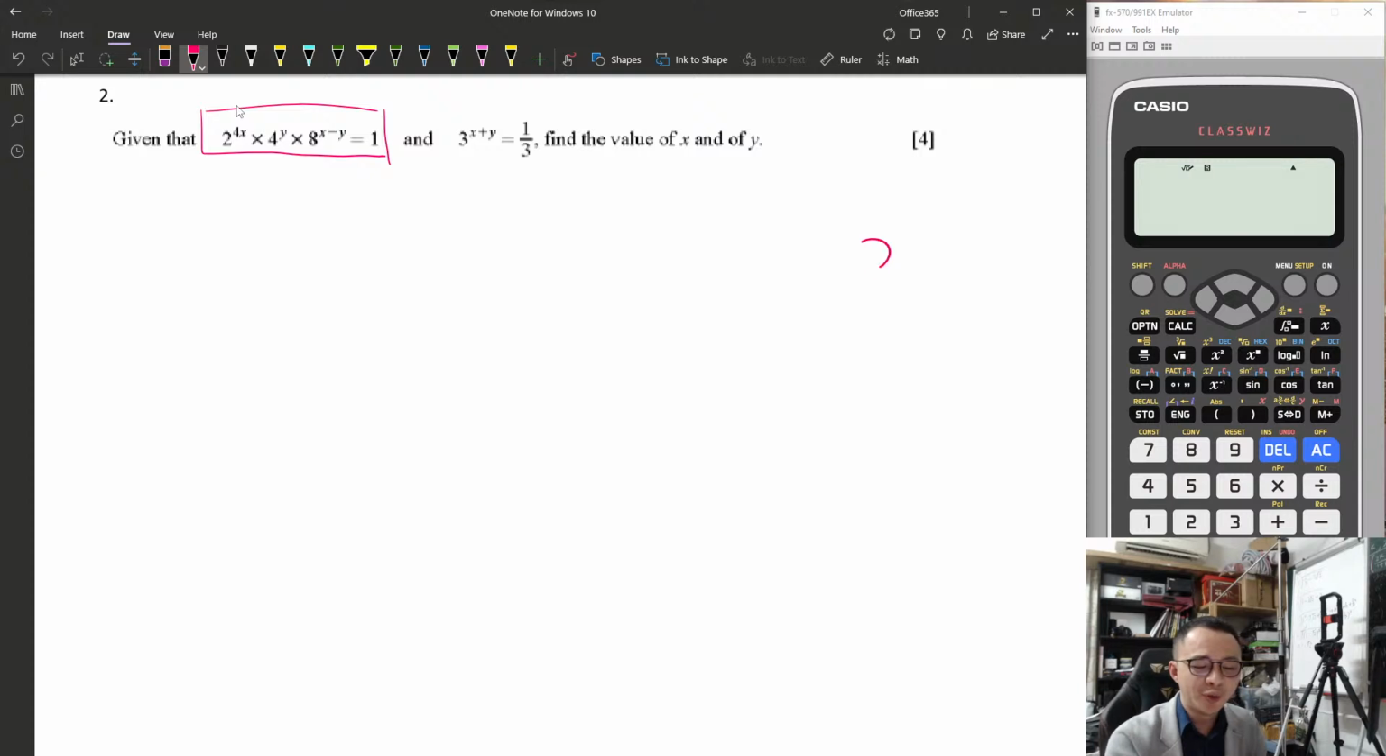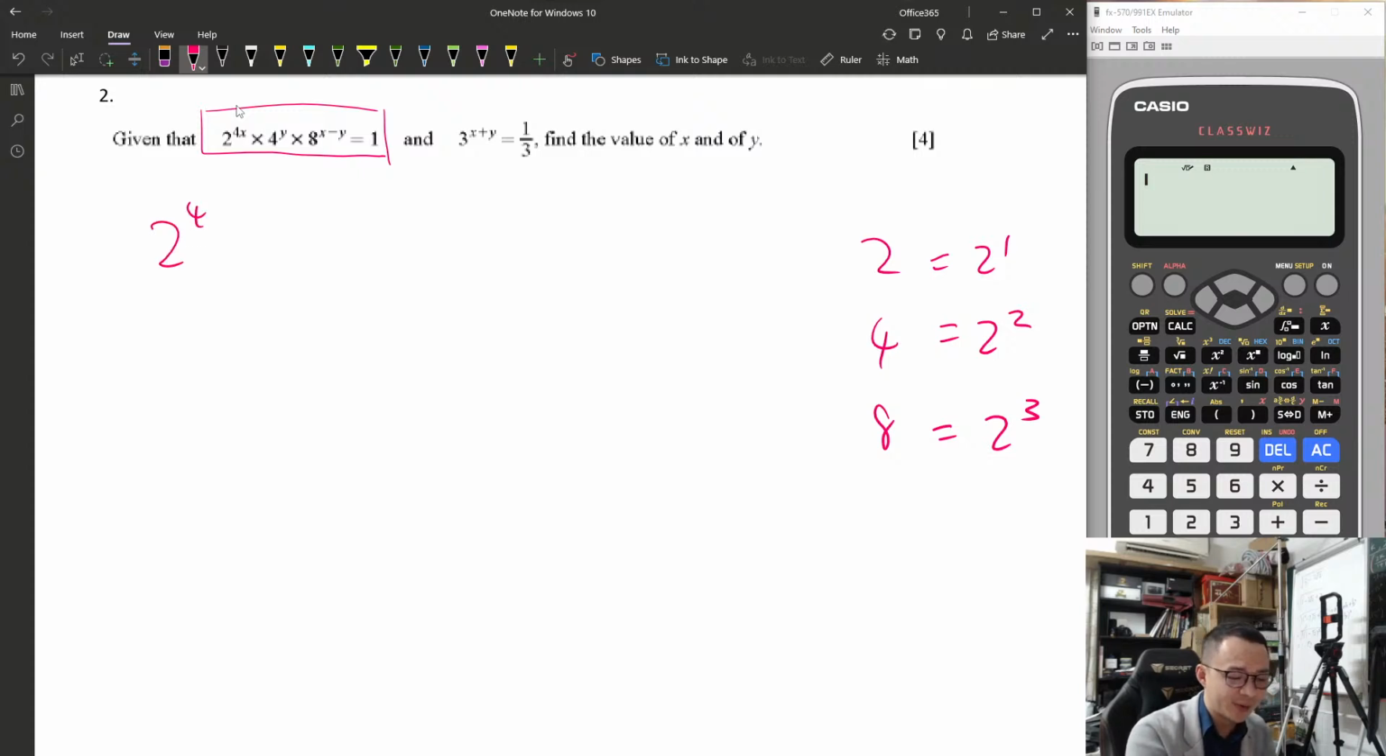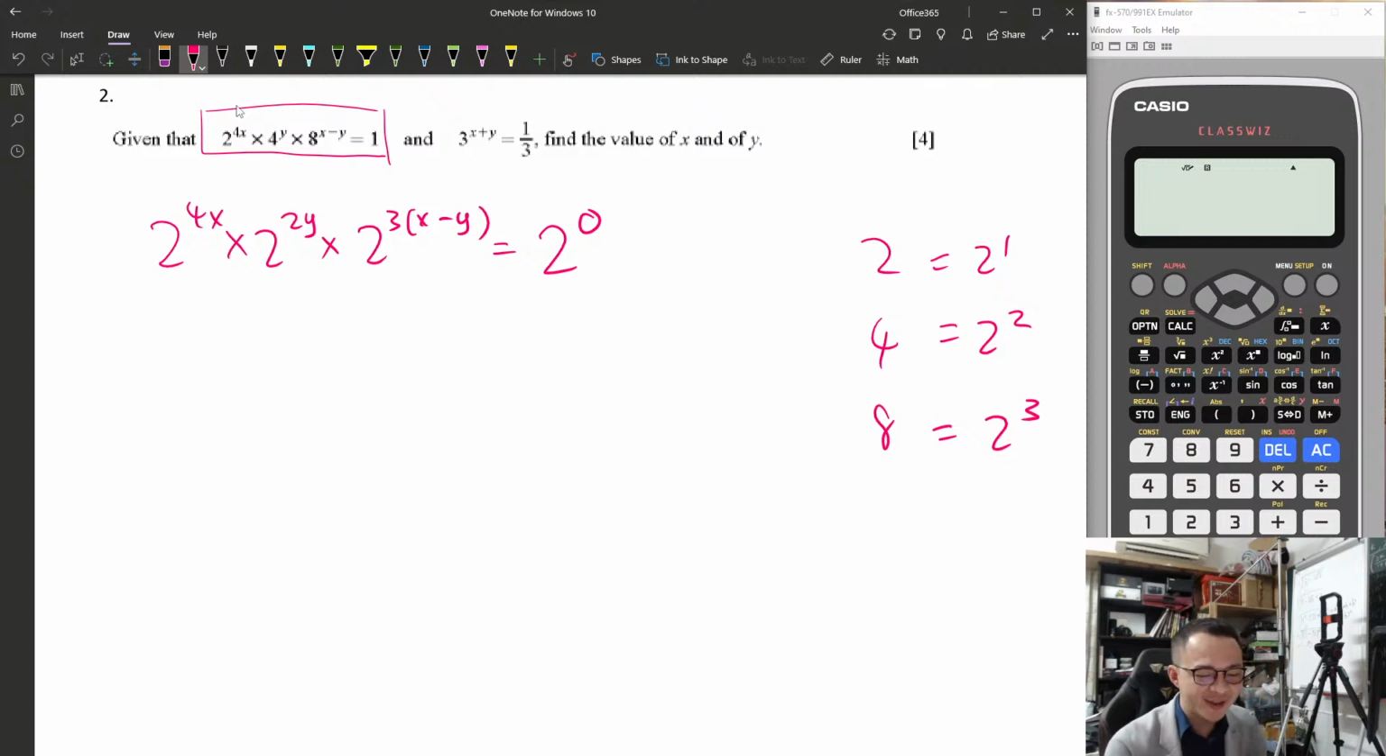Okay, 2, 4, and so on. All these numbers are powers of 2: 2 power of 1, 2 power of 2, 2 power of 3. So what I want to do now is change everything in terms of base 2. Multiply 2 power of 2y, multiply 2 power of 3, x minus y, equals to 1. I say 1 is a special number in the indices topic, because any number power of 0 gives 1. So 2 power of 0.